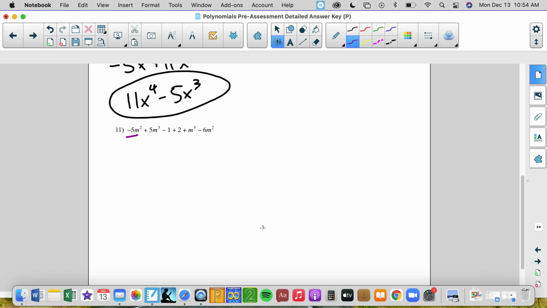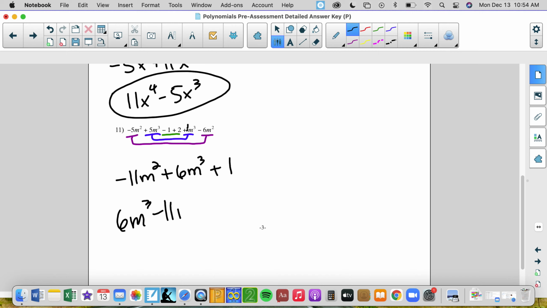Number 11, we have m squared. We have m to the third and m to the third. And again, we've got our constants in the middle there. So negative 5m squared, negative 6m squared makes negative 11m squared. 5m cubed plus m cubed is 6m cubed. There's a 1 in front of that. So 5 and 1 makes 6. And negative 1 and positive 2 makes positive 1. Let's put it in standard form. And we are good.